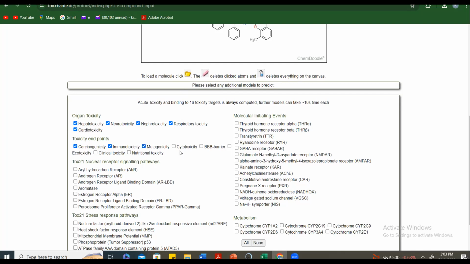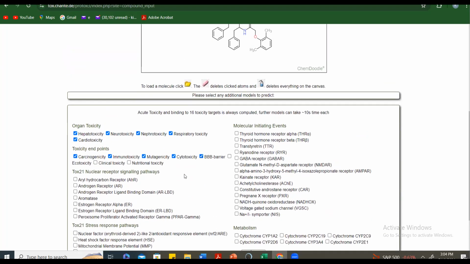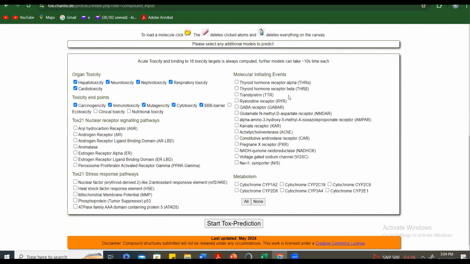The next one is cytotoxicity. Cyto is cell. Is it going to cause damage to the cell? Now, the next one is the blood-brain barrier. Can it affect the blood-brain barrier? Let's check that too. Then ecotoxicity, the environment, and clinical nutrition. These other ones I don't want to go to that level with you for now. You will know them by the time you finish biochemistry or physiology and anatomy. So now we have selected the toxicity I want to predict.